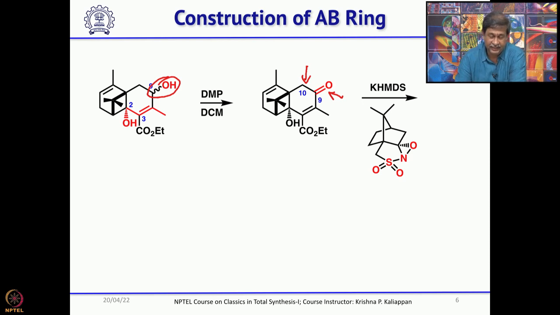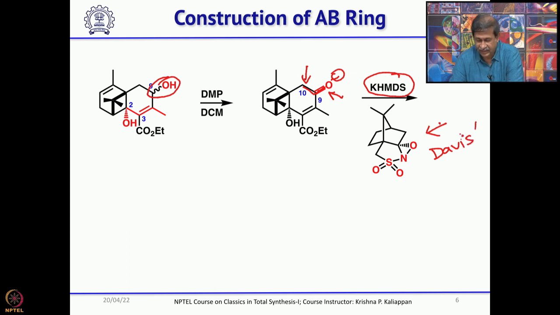So when you generate the enolate with potassium hexamethyldisilazide, then the enolate will be formed here. Then this can be quenched with this oxaziridine. This is called Davis oxaziridine, and this is derived from camphorsulfonic acid in three steps. Now this oxaziridine can give the extra oxygen. This oxygen can be given here.